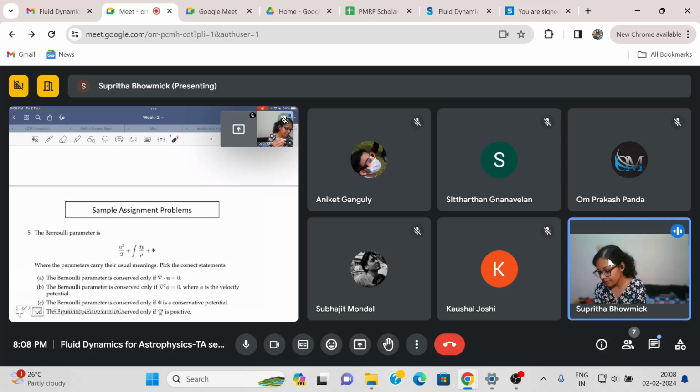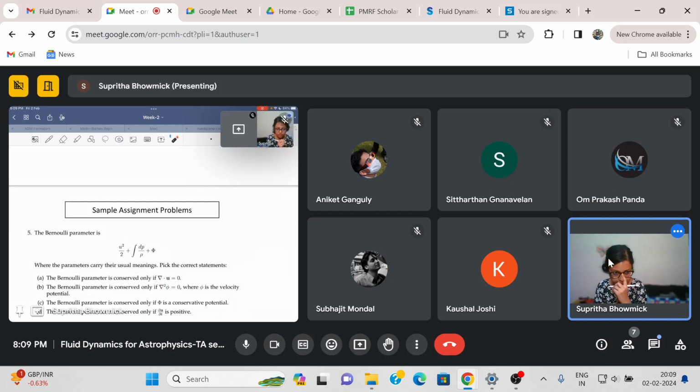Okay. Now the Bernoulli parameter is conserved only if Laplacian of phi is 0. So remember that Laplacian of phi was 0. This held true. Now this phi and this phi are different. Remember, this is the gravitational potential and this is the potential flow, the scalar potential that you can write u as gradient of phi. Now if Laplacian of phi is 0, only then the Bernoulli parameter is conserved.